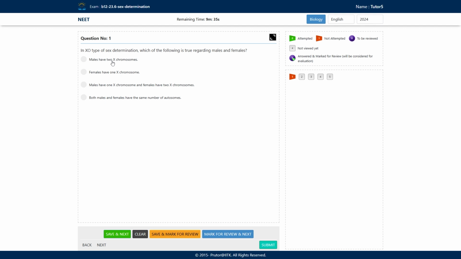Males have 2 X chromosomes. Females have 1 X chromosome. Males have 1 X chromosome and the females have 2 X chromosomes. And the last option is both male and females have the same number of autosomes. So what will be the correct answer here?